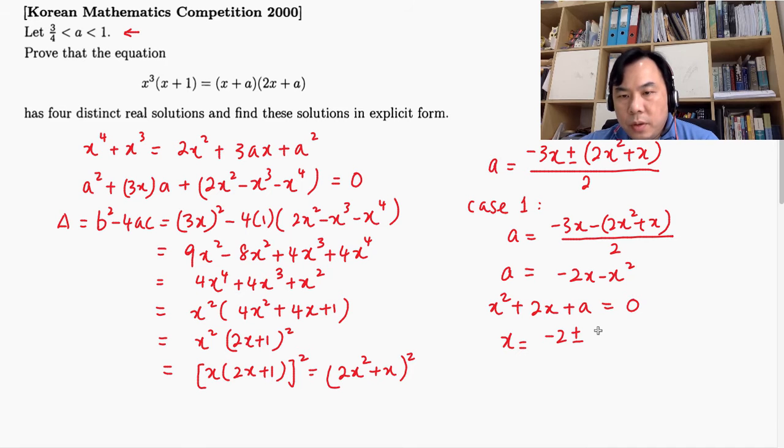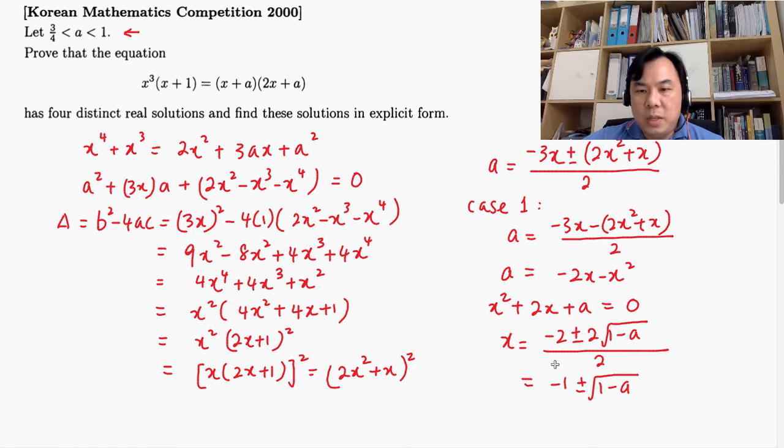That will be a 2, 1 minus a, then square root divided by a 2. So therefore, the x is 1 minus a. Alright, now this is the first explicit solution to this equation here. Now, I'm not sure whether this equation is correct yet, but later on we're going to identify all the 4 distinct real solutions, and then we're going to check that it does satisfy that restriction.